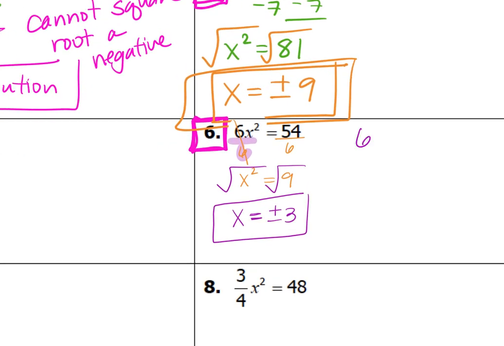Because this is 6 times x squared, right? So to get rid of something, you always do the inverse. You do the opposite. The opposite of multiplication is division. If it was 6 plus x squared, then you would subtract it, because you want to do the opposite. You want to get rid of it. But right now we're multiplying, so the opposite of that is to divide.